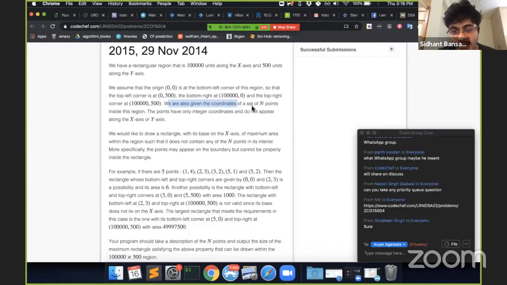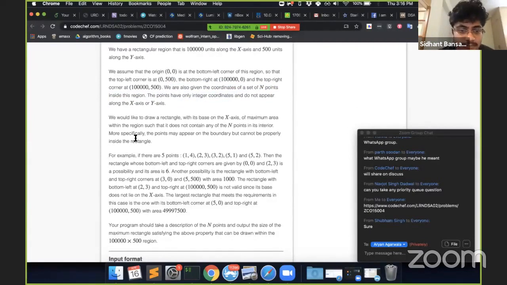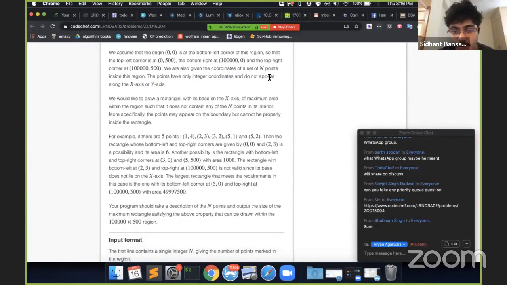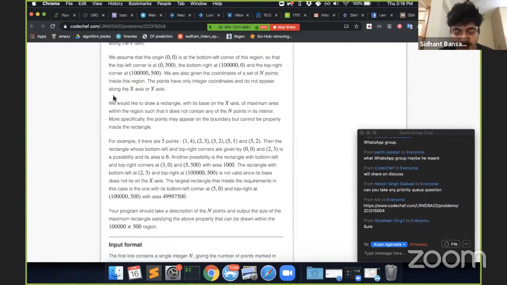We're also given the coordinates, a set of endpoints inside this region. The points have only integer coordinates. An important thing is they do not appear along the x or the y axis. So they don't have those tricky edge cases. The point basically is that no point can have 0, something or something, 0. There can be no point like 0, 10 or 10, 0, whatever.